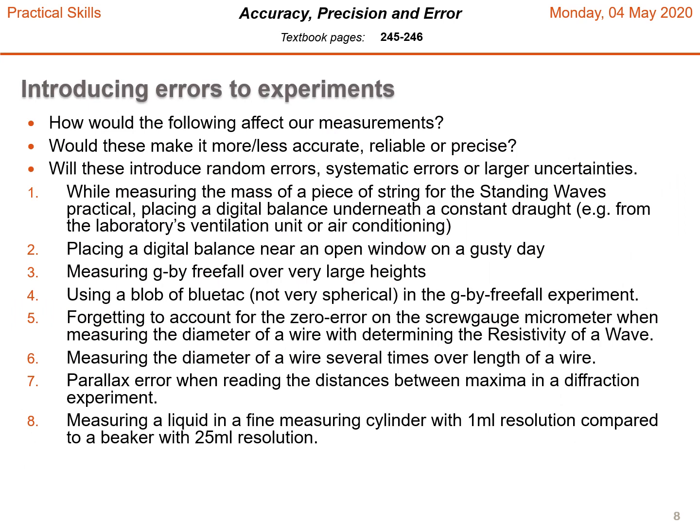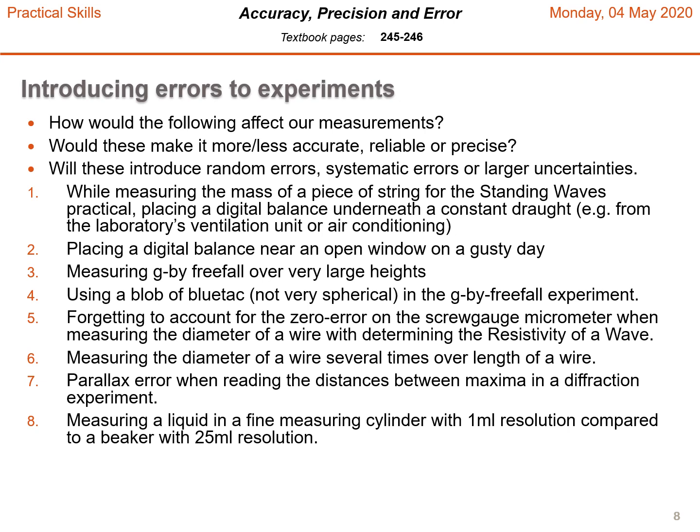So for the 8 situations below, I'd like you to consider whether these effects would make them more or less accurate, reliable, precise, or whether they'd introduce random or systematic errors or larger uncertainties. At any time you can now rewind the video to review the definitions and the explanations of any of those key terms. Let me consider the first one for you to show how we can go about doing this.